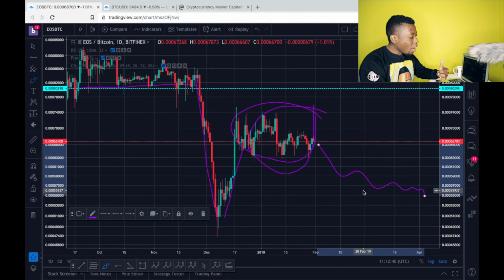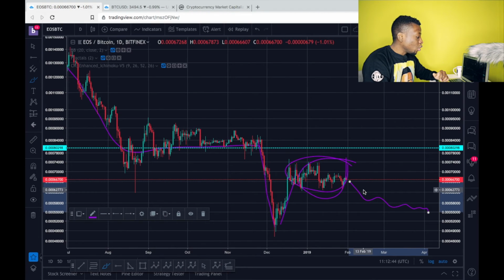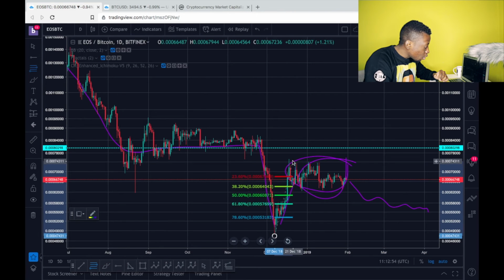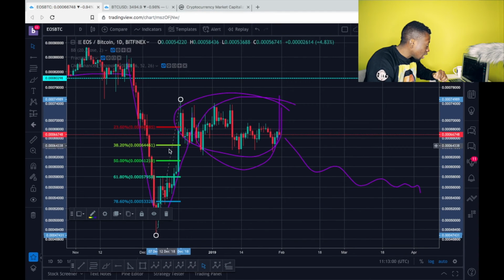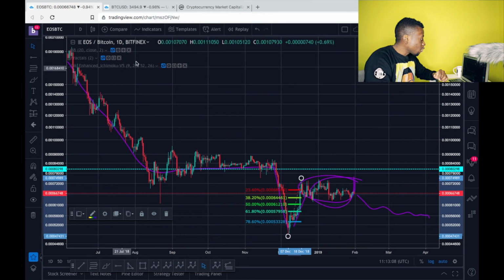If we are preparing for this trade, I'm definitely going to be looking for shorting opportunities when it comes to EOS. So let me just briefly pull up the Fibonacci levels, from the swing low all the way to the swing high right over here. As you guys can see, we actually found support right below the 38.2% level and just slightly above the 50% level.